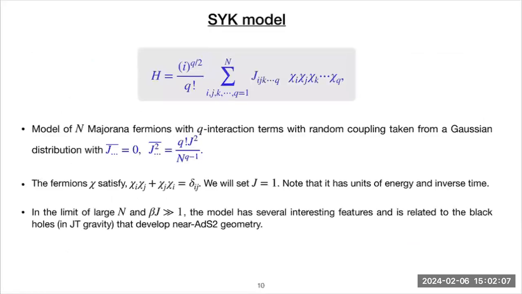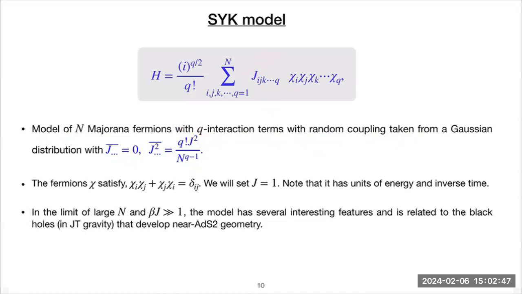Okay, so the SYK model. What is the SYK model? The SYK model is a model of N Majorana fermions, where q of them are interacting at a time. And q can be some integer from 2 to whatever number you want. So it's a model of N Majorana fermions with q-body interaction terms, q fermions interacting at a time, with a random coupling which is taken from a Gaussian distribution. For example, the coupling here is taken from a Gaussian distribution which has mean 0 and has a variance equal to this.